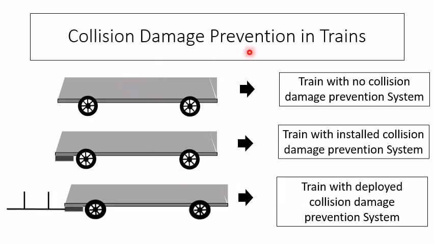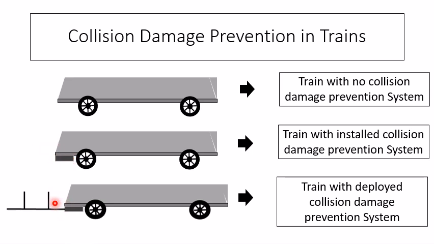This is the collision damage prevention system for the trains. So this is the original train, the head coach, without any collision damage prevention system. This is the collision damage prevention system that is deployed under the train, in front of the train, or it could be in the front of the train as well.